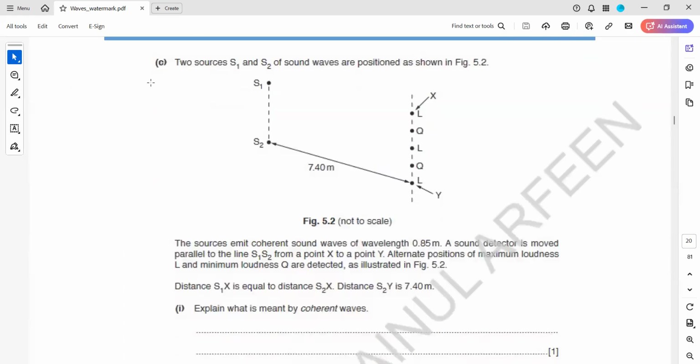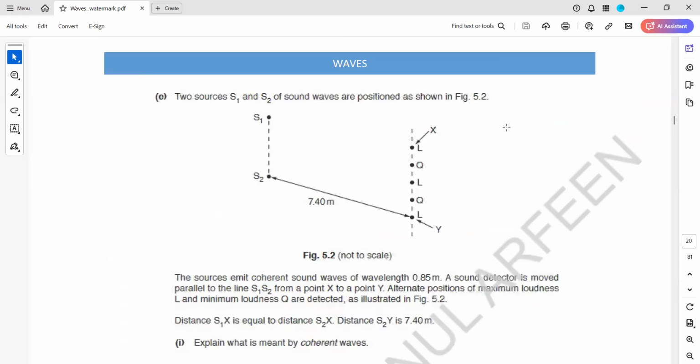In the next part, two sources S1 and S2 of sound waves are positioned as shown. The sources emit coherent sound waves. When we say coherent, it means a constant phase relation, with a wavelength of 0.85 meters. The sound detector is moved parallel to the line S1 S2. As you can see, we moved the sound detector from a point X to a point Y. So we start from here and we reach Y.